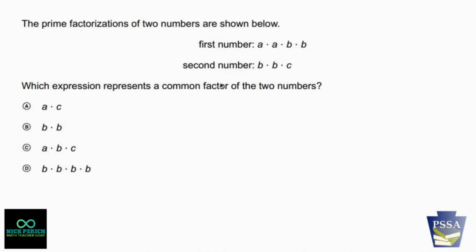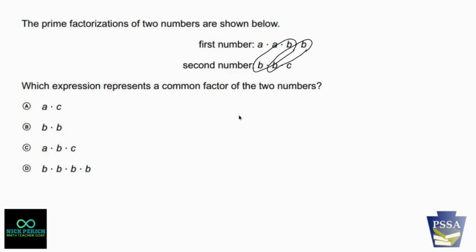So when you're trying to find a common factor between two numbers and you're given the prime factorization, you circle all common factors in both. So I'm going to circle this group of b's. Notice there's no a's over here for me to circle. I could circle another group of b's. So what I have in common is not just one group of b's, but two groups of b's.